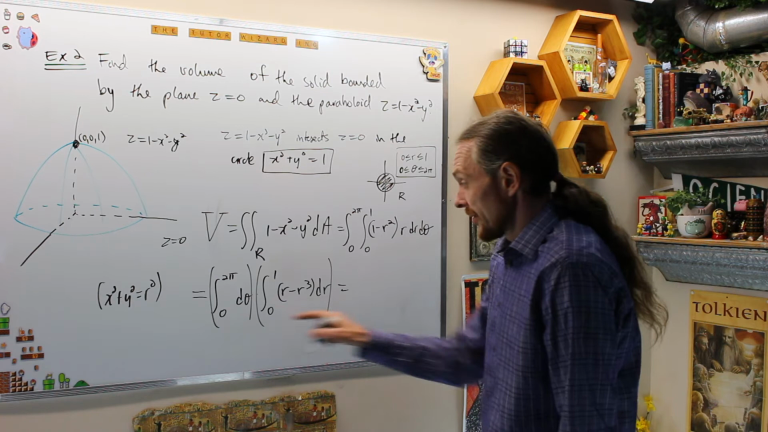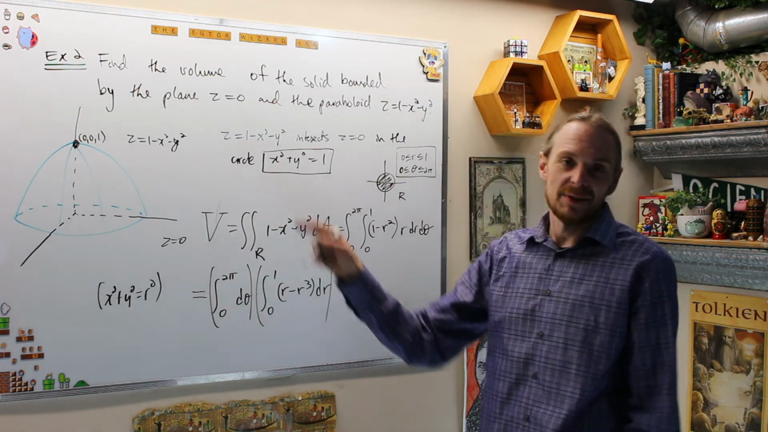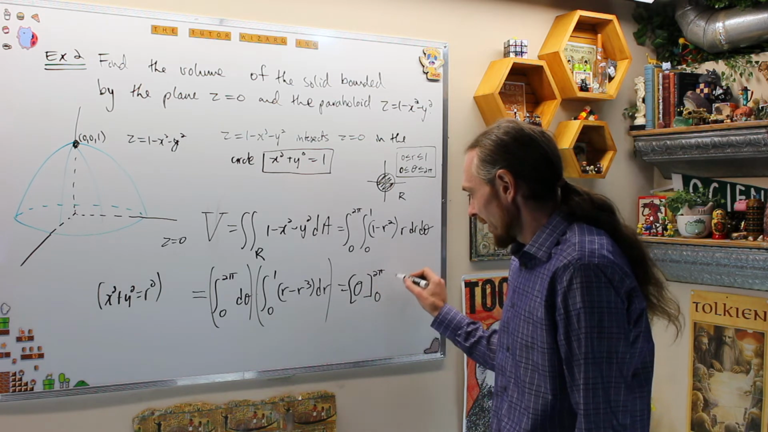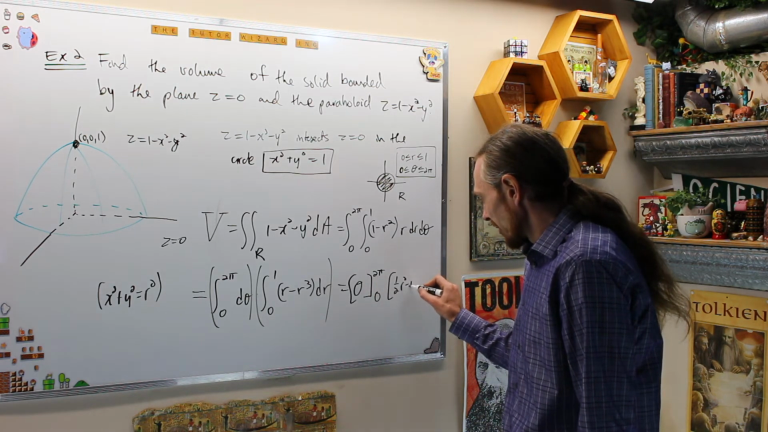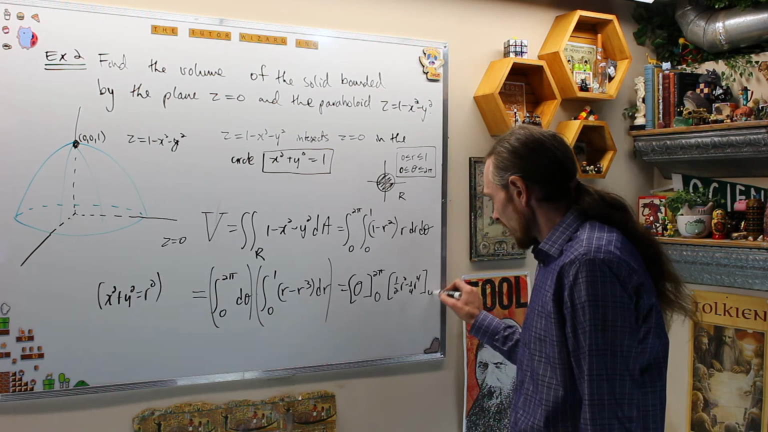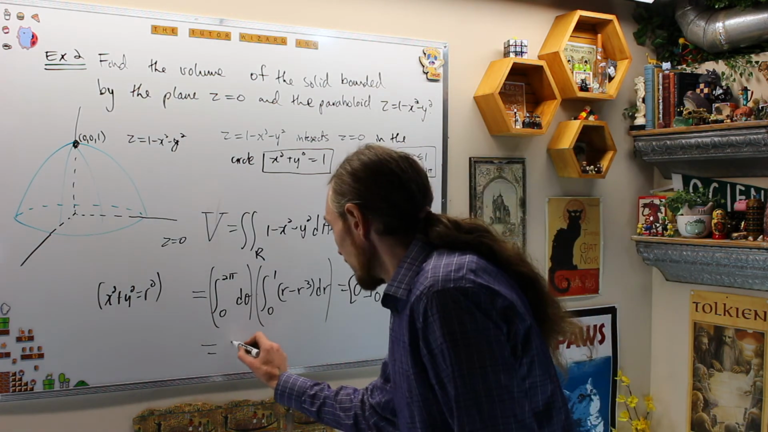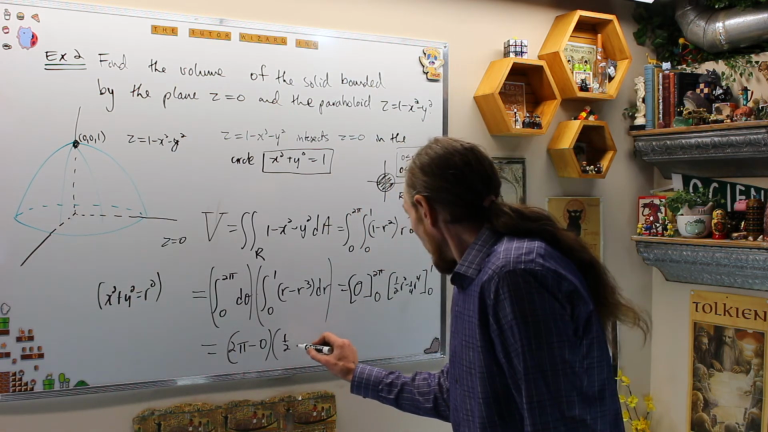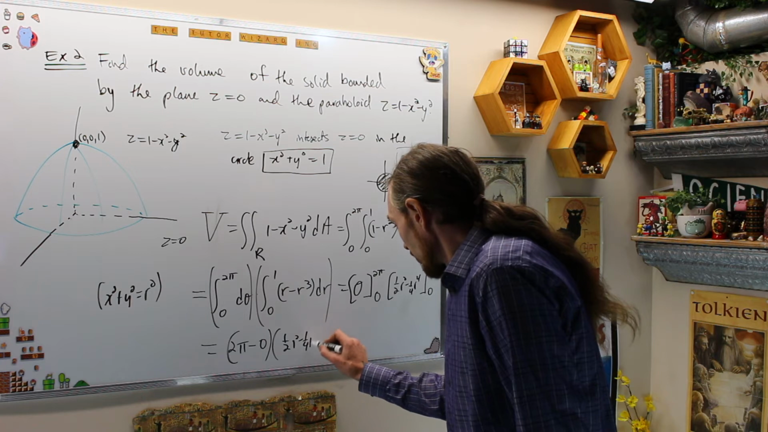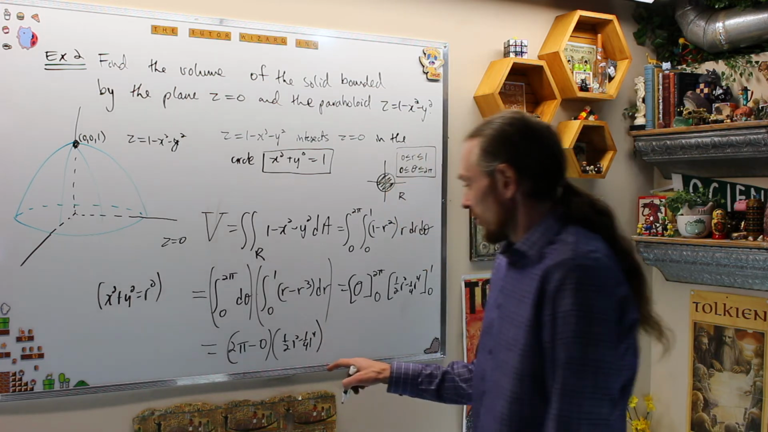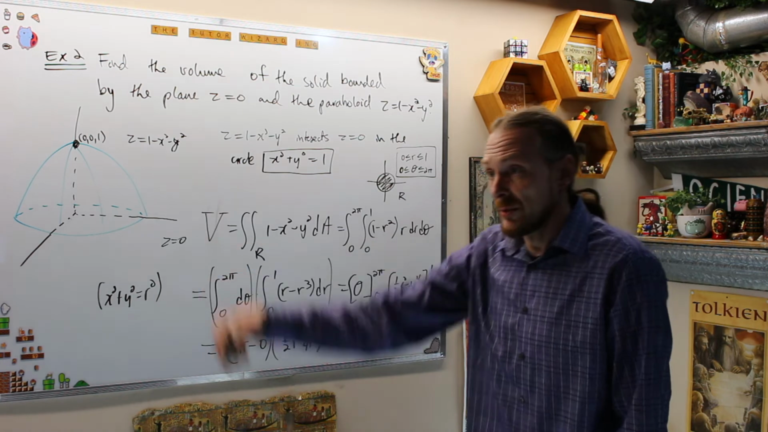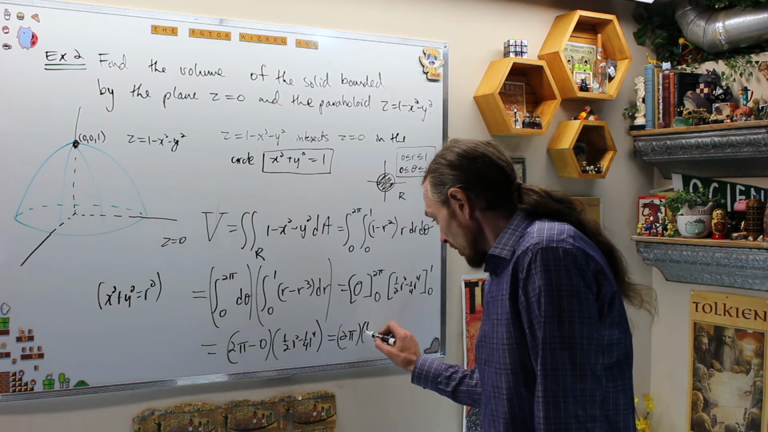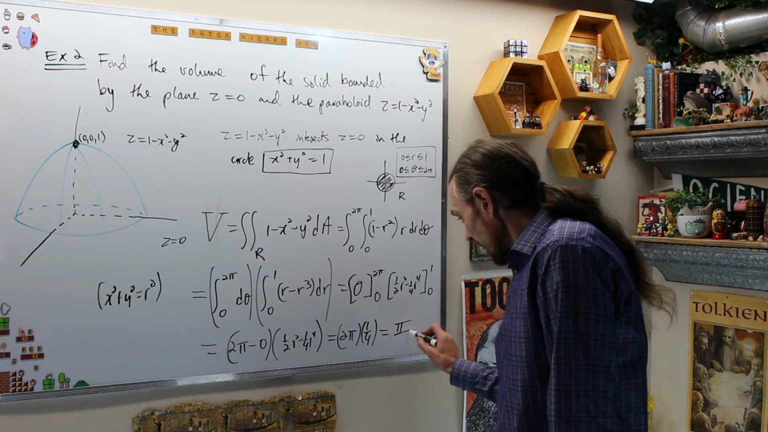I like doing that because the theta part is often quite nice and easy. This just gives me theta evaluated from 0 to 2 pi, and this is going to give me 1/2 r squared minus 1/4 r to the 4 evaluated from 0 to 1. That gives me 2 pi minus 0, times 1/2 times 1 squared minus 1/4 times 1 to the 4 minus 0, which is 1/2 minus 1/4, which is 2 minus 1 over 4, which is 1/4. So 2 pi times 1 over 4 is pi over 2.